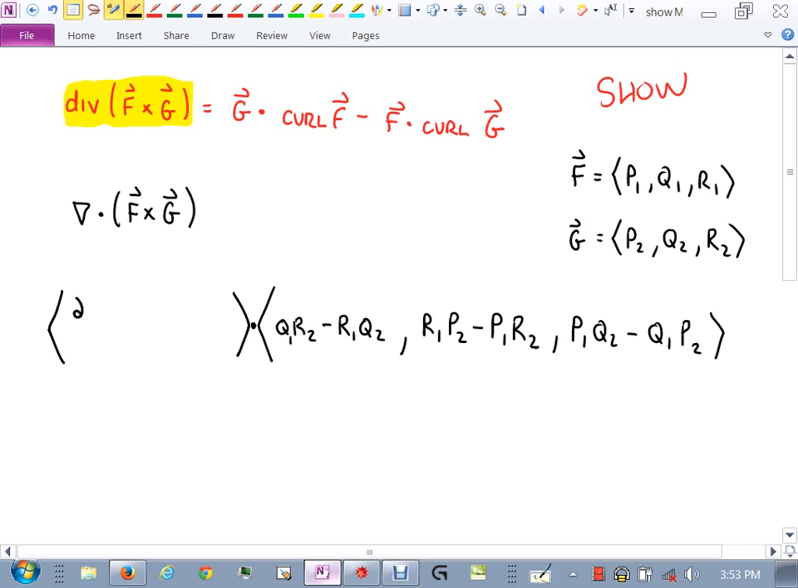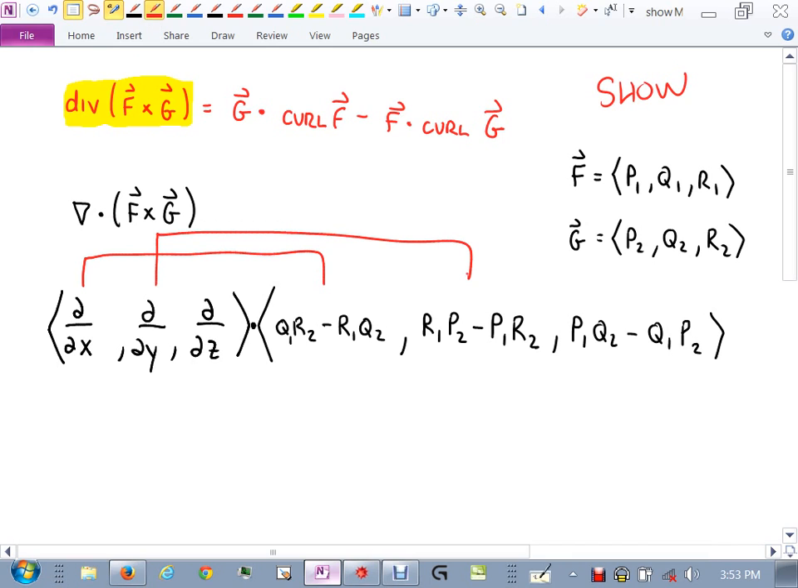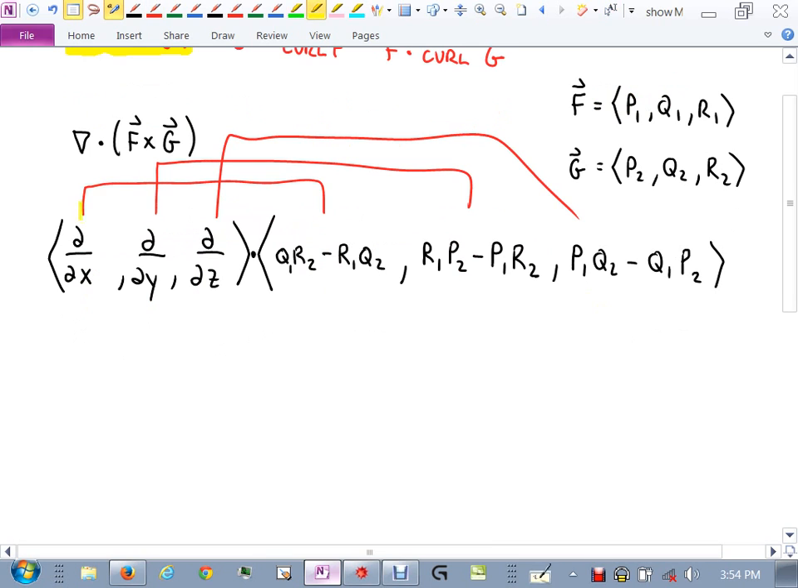Dotting. It's partial with respect to x, partial with respect to y, partial with respect to z. Okay, when we dot, we just do component by component, right? Here to here, here to here, here to here. Let's talk about that first one, okay? This one right here. What do we get here?